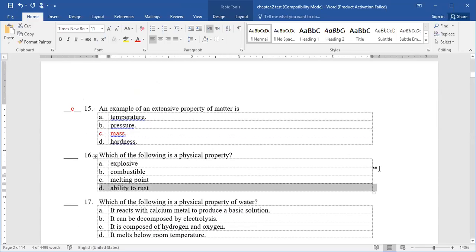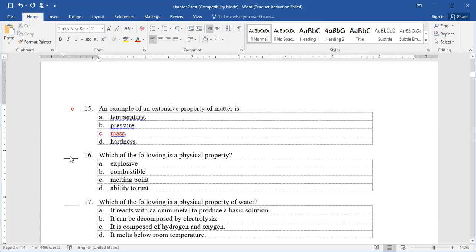Which of the following is a physical property? I'm talking about physical property. Explosive, that's a chemical one. Combustible means that you can burn, and that's a chemical one. Melting point, that's a physical property, and that will be the answer.